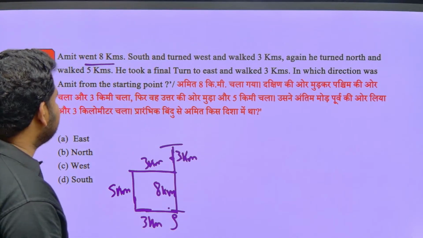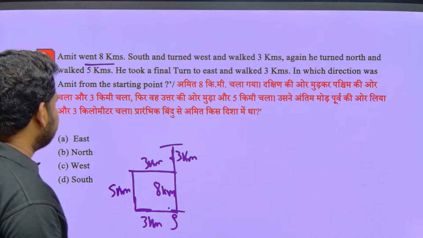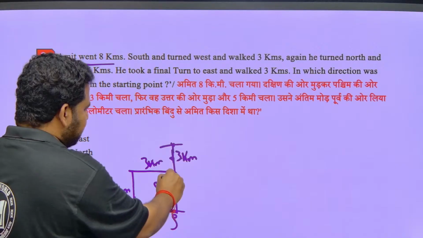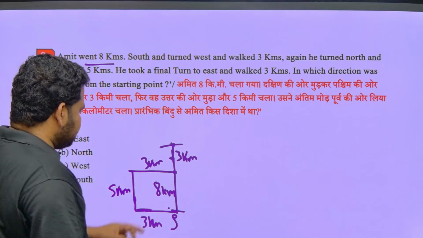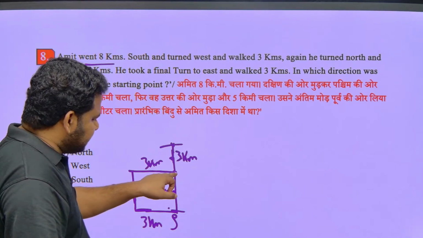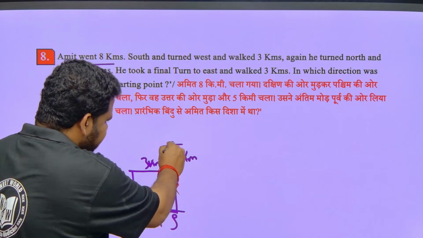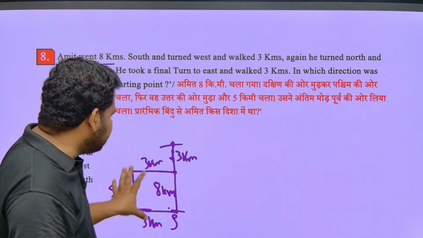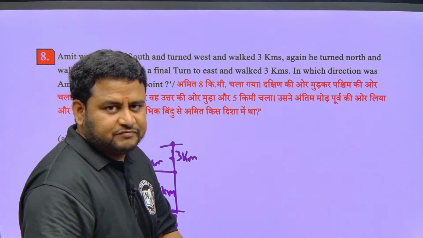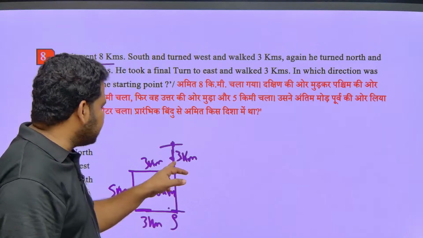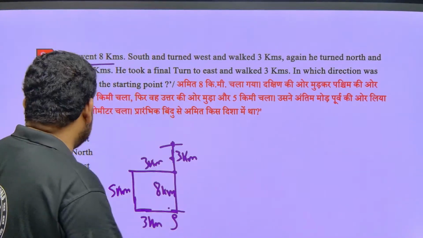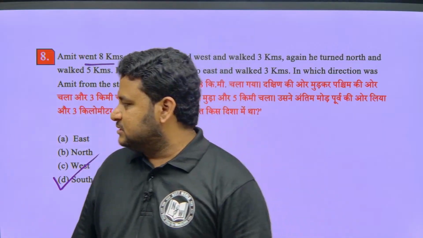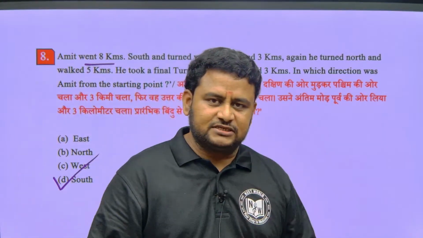In which direction was Amit from the starting point? This is the starting point. Amit was here, now he is here, which means he is below. Below means south. No need to worry about the distance. If they ask the distance, it is 3 kilometers south. So Amit is in the south direction. Clear?